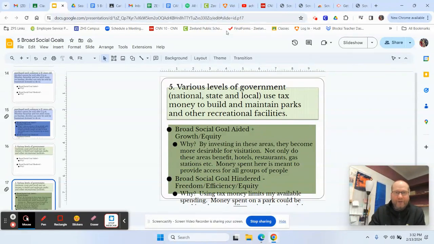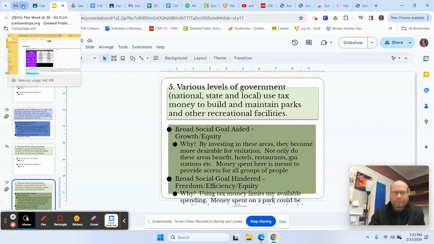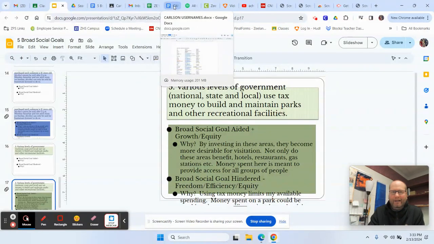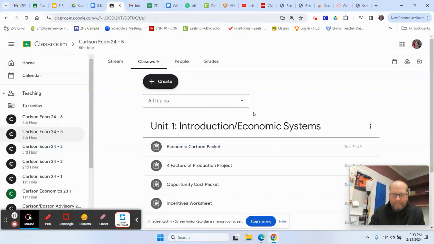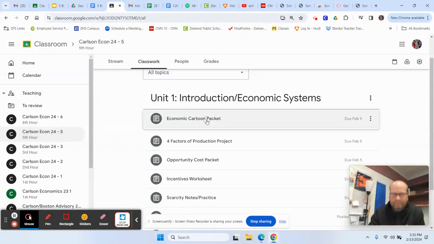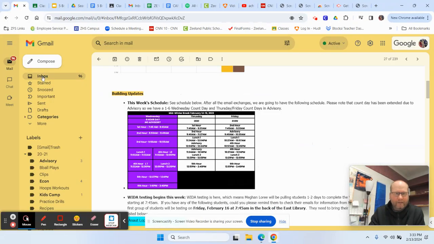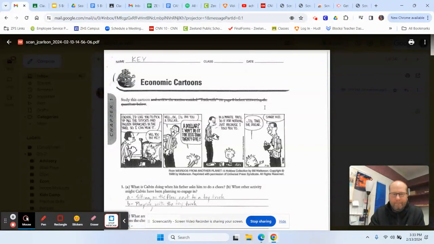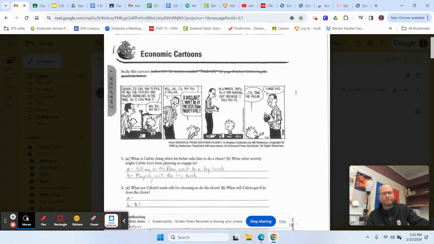Okay, the next thing we're going to do for just a few more minutes. If you can, let me see here. Let me pull it up. We're going to go through that economic cartoon packet. So if you go back into classwork. There it is. I'm going to show you my email real quick. We're going to go through this thing here together for just a couple of minutes and then call it good. So I'll give you a minute to pop that open.